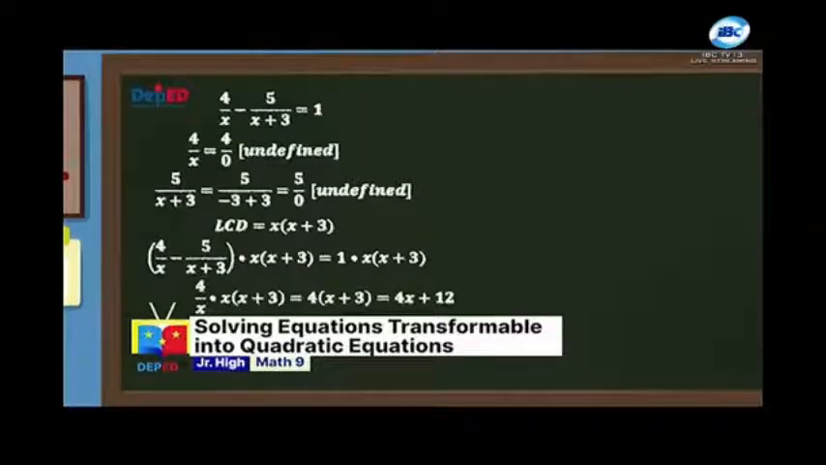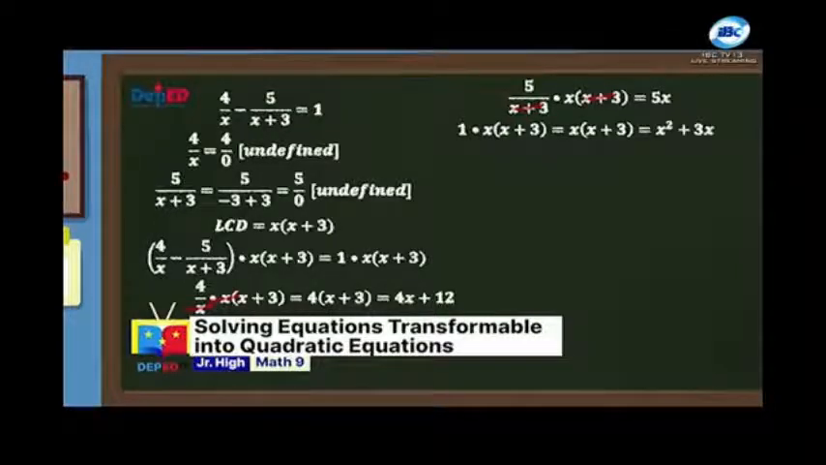4 over x times the product of x and x plus 3 must be equal to 4 times x plus 3, or 4x plus 12. 5 over x plus 3 times the LCD x times x plus 3 is equal to 5x. 1 times the LCD x multiplied by the binomial x plus 3 is equal to the LCD itself, which is x times the binomial x plus 3, or x squared plus 3x. Therefore, the rational algebraic equation can be written as 4x plus 12 minus 5x equals x squared plus 3x.